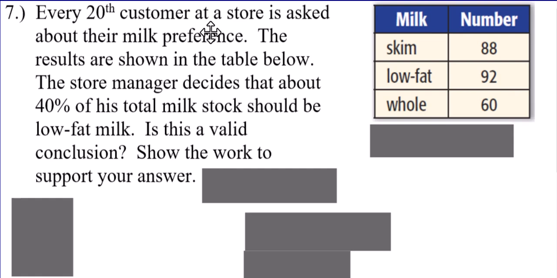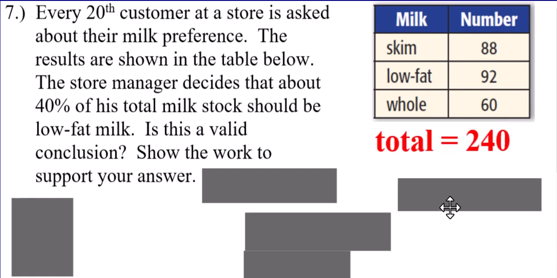All right, every 20th customer at the store is asked about their milk preference. That is a systematic random sample. So, for the question, is this a valid conclusion? The first thing I should always check is, is the sampling technique correct? Or meaning, is it unbiased? Yes, this checks out. Every 20th customer at the store, and this is only for the store, so this is not like a convenience sample. We are trying to represent the store, only the store, so it's fine that it was at the store.